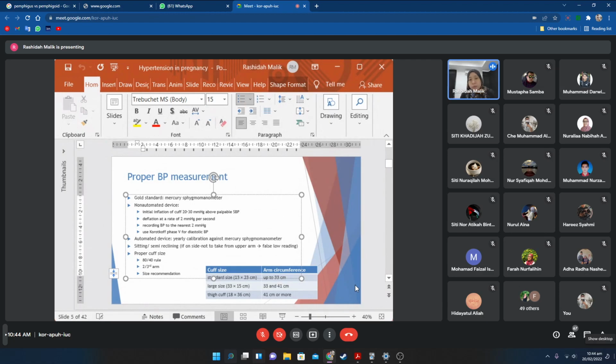And in pregnant mothers, it has been recommended to use Korotkoff phase 5 for the diastolic BP, whereby the sound actually disappears. So the position is also very important. You have been taught that the arm you're taking the blood pressure from should be at the heart level. So a patient ideally should be in a sitting or semi-reclining position.